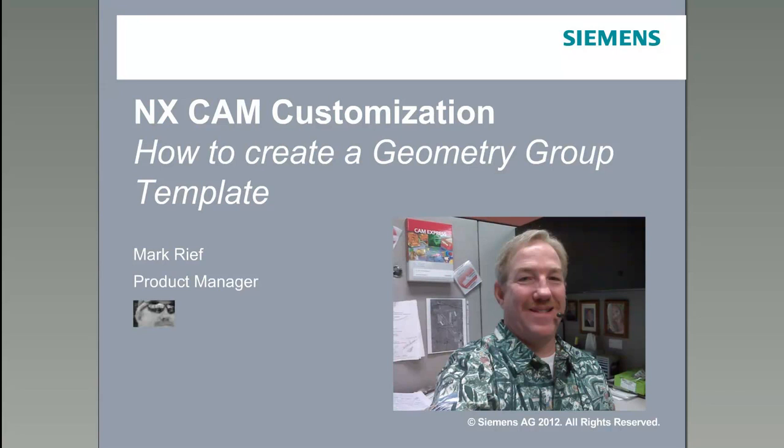Last week we got our environment created, and we ended with creating a custom operation template just to demonstrate that the environment was working. So that's what we're going to pick up on this week, and we're going to create a different kind of template. Instead of a single operation, we're going to do a geometry group that will contain several operations, tools, and all that.